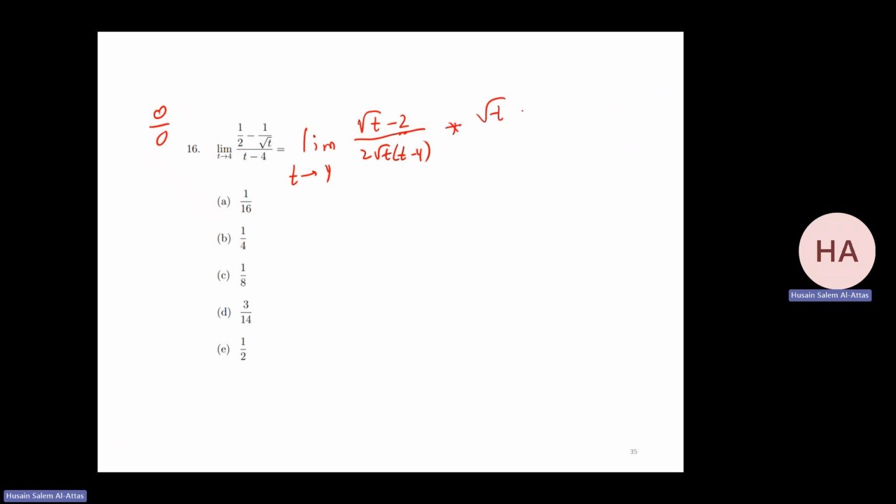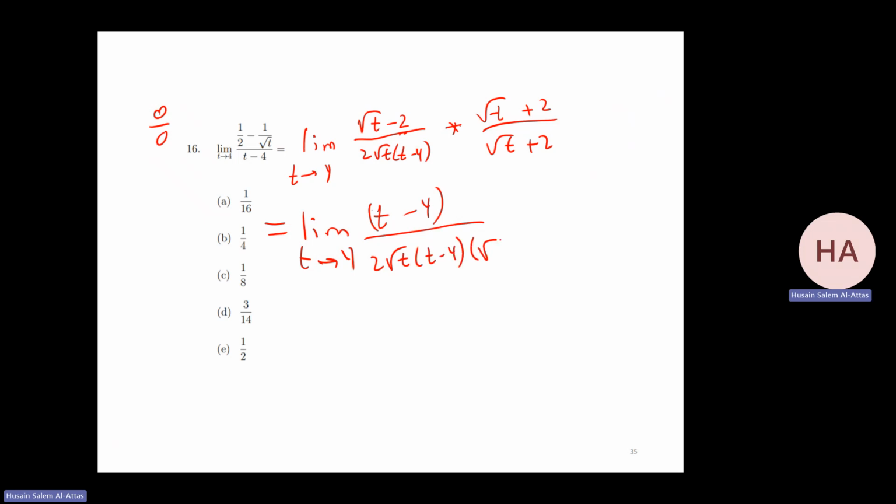Multiply by square root of t plus 2 over square root of t plus 2. So I'm getting the limit as t goes to 4 of t minus 4 over 2 square root of t times t minus 4. Don't forget this, square root of t plus 2. Cancel, substitute, you have 1 over 2 times 2 times 2 plus 2, which is 1 over 16. That will be the answer.